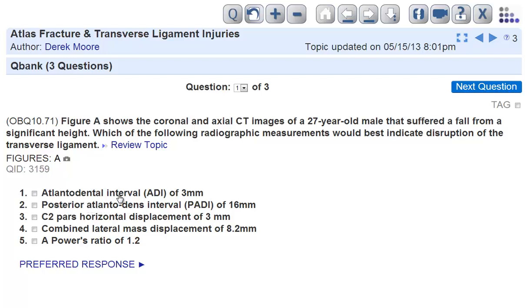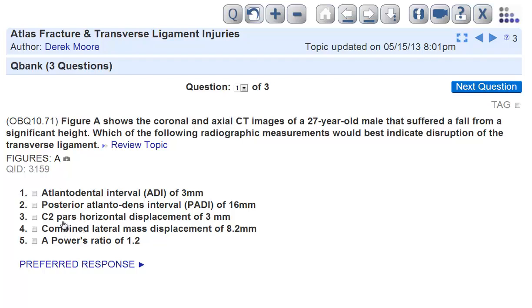So an atlantodens interval of 3 millimeters, again we went over this. An atlantodens interval of greater than 5 millimeters really shows that you have disruption of the transverse, apical, and alar ligament. An ADI of 3 to 5 usually shows you have an isolated injury to the transverse ligament. So 3 is on the low end of that, so that would not be your best answer.